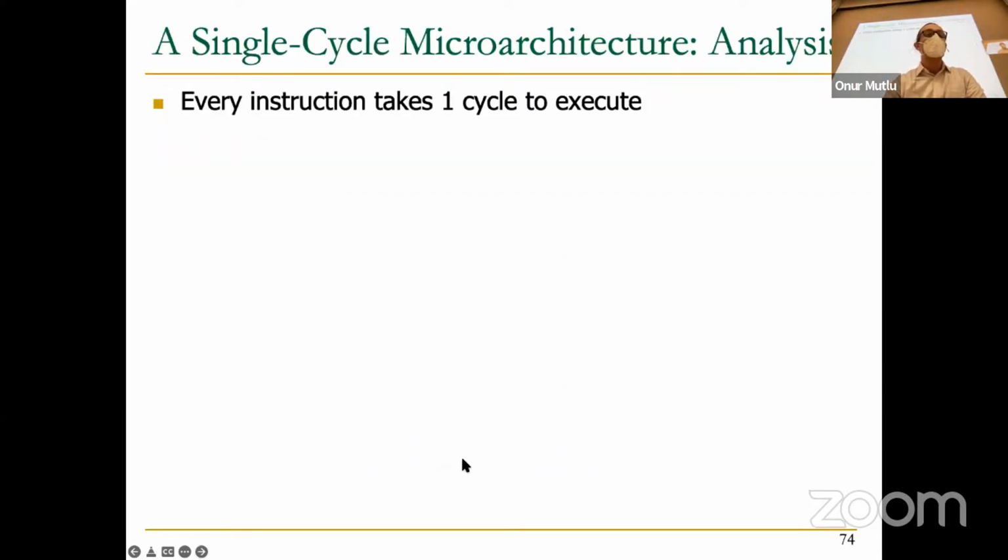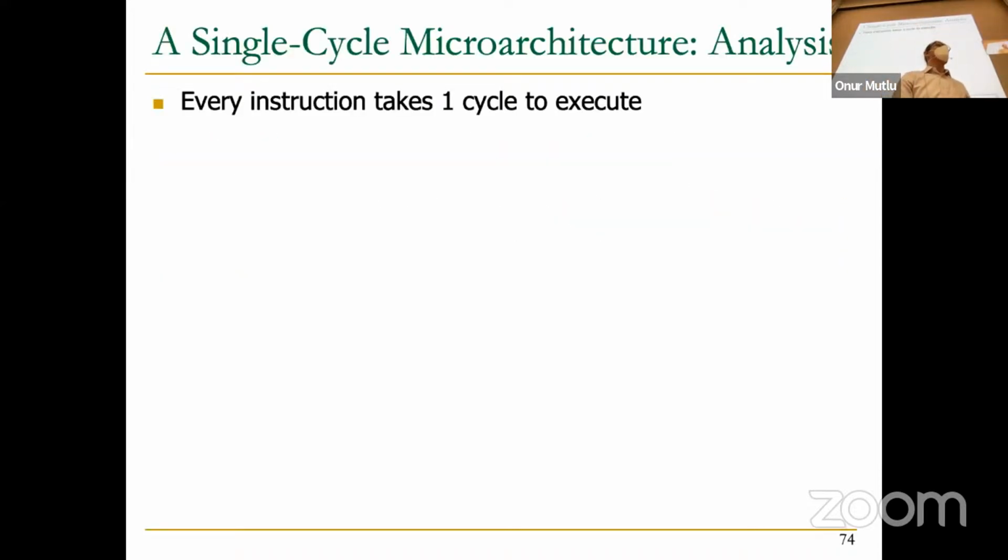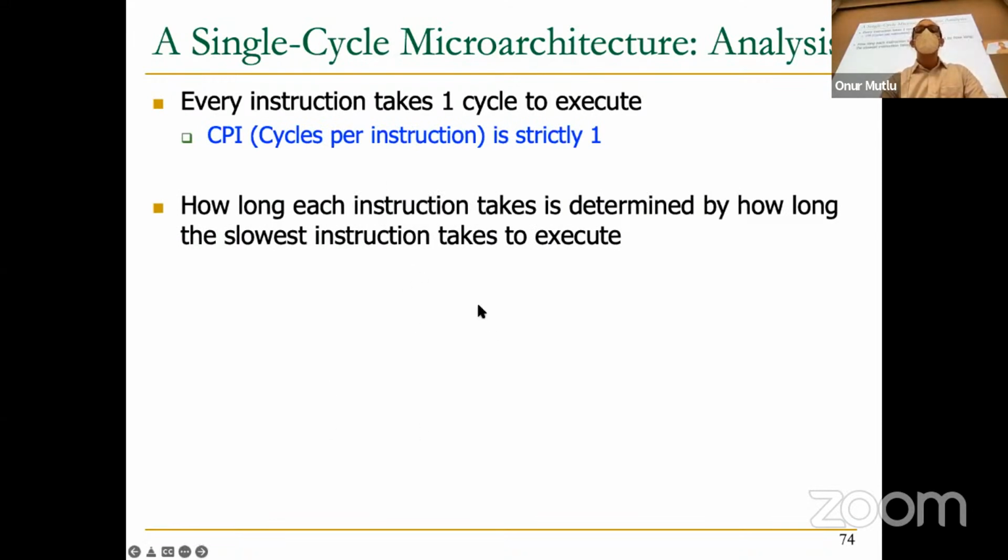Now, if you look at the execution time of a single cycle design that we just designed, every instruction takes 1 cycle to execute. CPI is equal to 1. Cycles per instruction is equal to 1. Basically, there's no difference between instructions. How long each instruction actually takes is determined by how long the slowest instruction takes to execute.